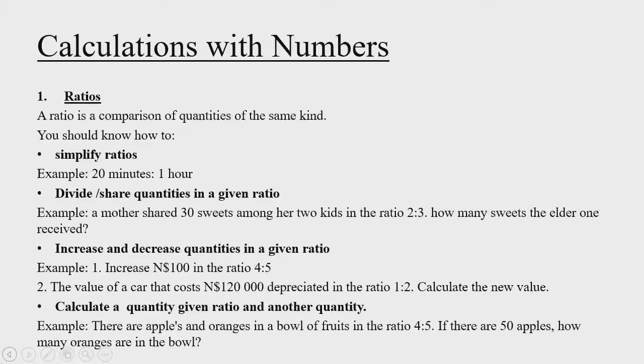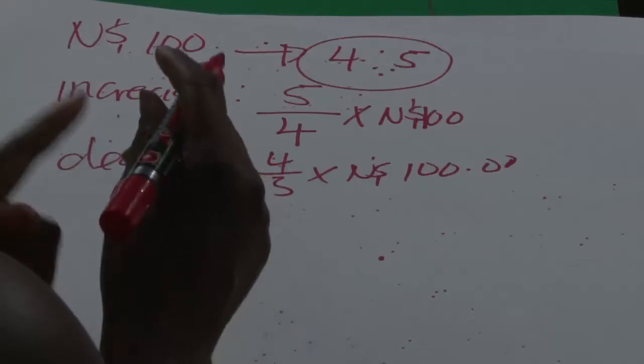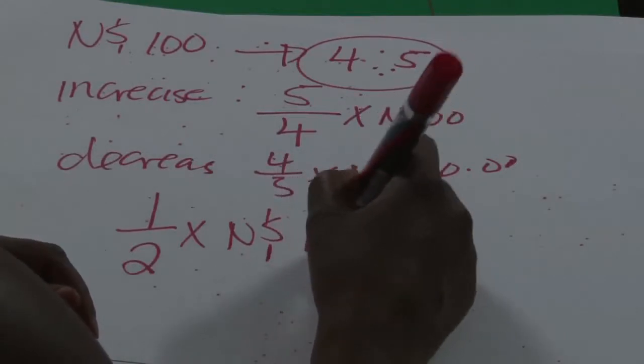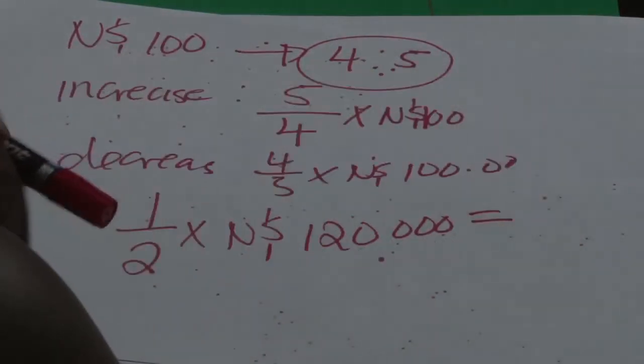Alright. Then the second question is the value of a car that cost $120,000 depreciated in the ratio 1:2. Calculate the new value. So then we have that keyword depreciate. To depreciate is just to decrease. So that question is just asking you to decrease that $120,000 in the ratio 1 to 2. As I said earlier on, if you are decreasing, write your fraction as a proper fraction. 1 to 2 will be 1/2, and then you multiply it with the amount to be decreased, which will be 120,000. Then you get your answer.